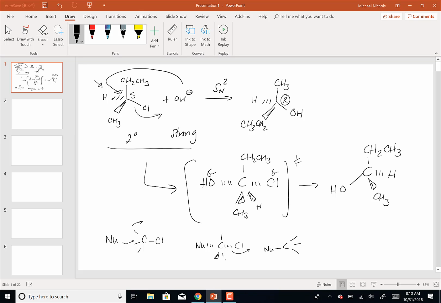Ashton? So SN2 always has a backside attack? Yes. That's one of the characteristics. So there were a whole bunch of characteristics, I think, at the end of a chapter, or there were at the end of my slides. Backside attack is the mechanism for SN2.